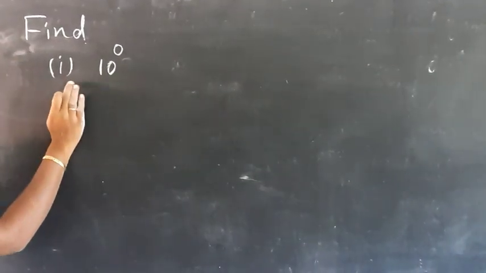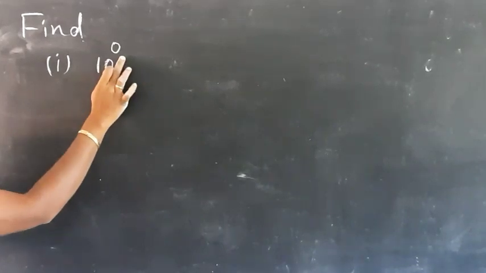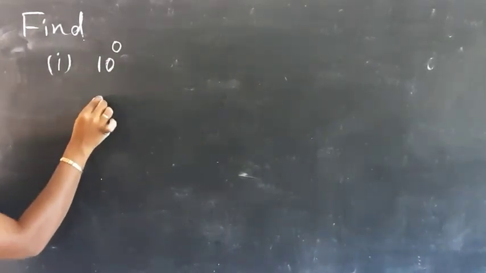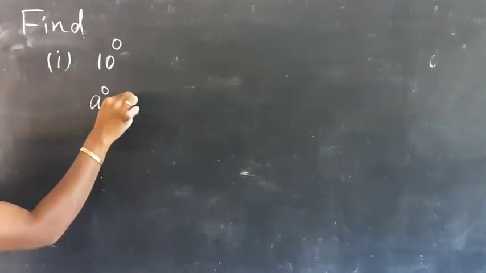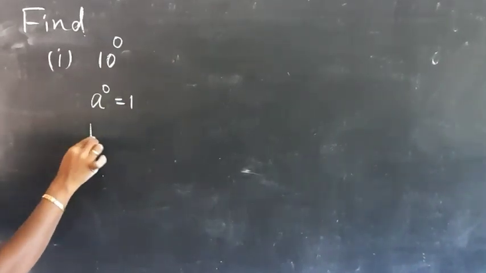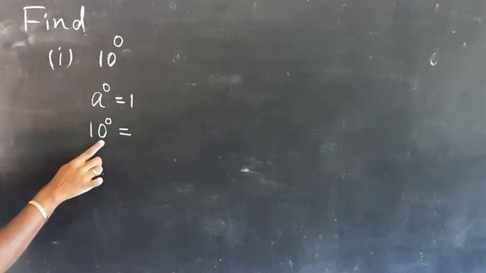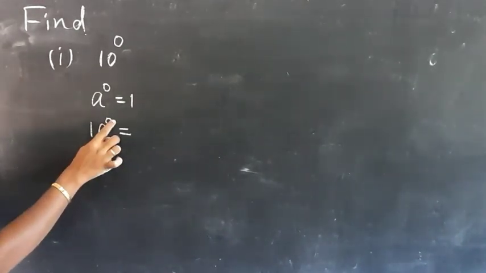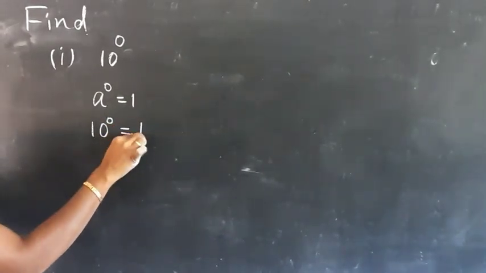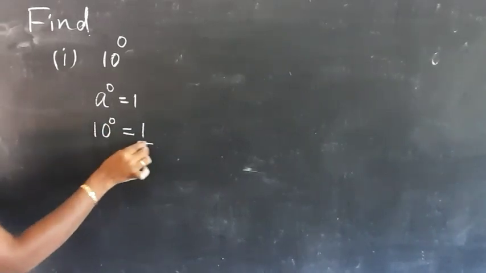Find first one, 10 raised to 0. We know that a raised to 0 is equal to 1. 10 raised to 0 is equal to, we know that any number raised to the power 0 is 1. So 10 raised to 0 is equal to 1.